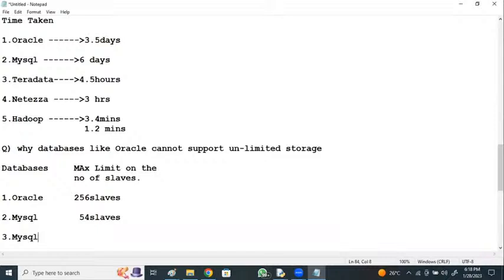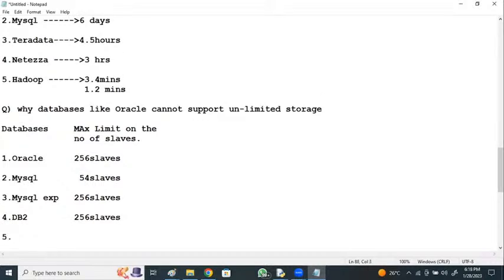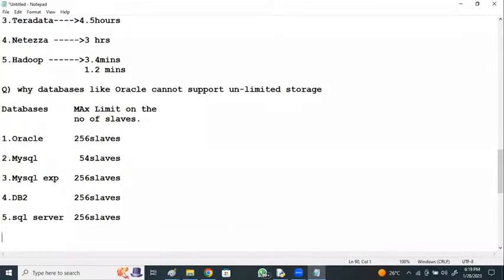MySQL Express can support nearly 256 slaves. DB2 supports nearly 256 slaves. SQL Server also has around 256 slaves. So Oracle, MySQL Express, DB2 and SQL Server can support only up to 256. Beyond that, they cannot support data.